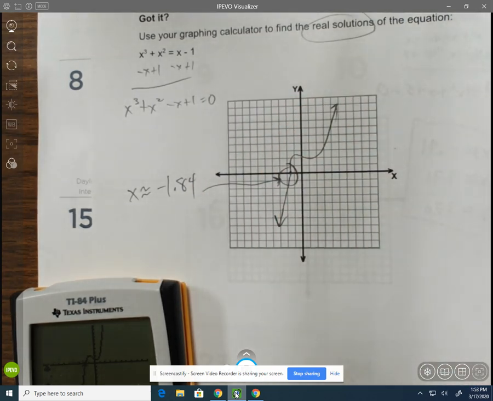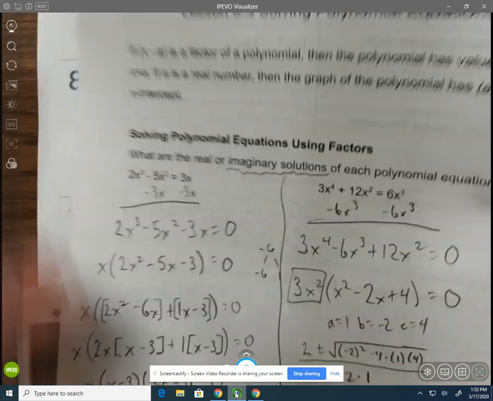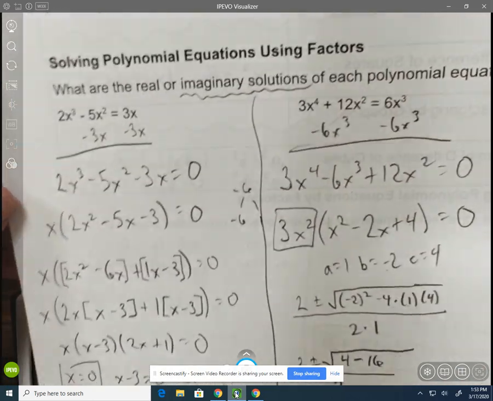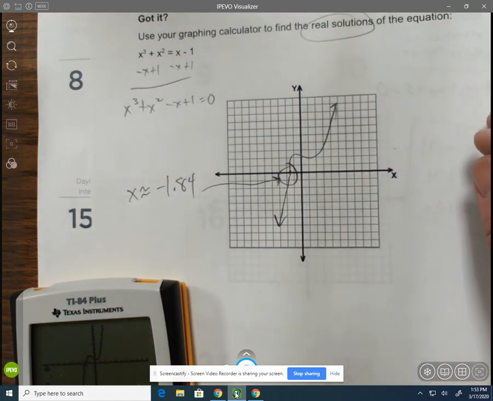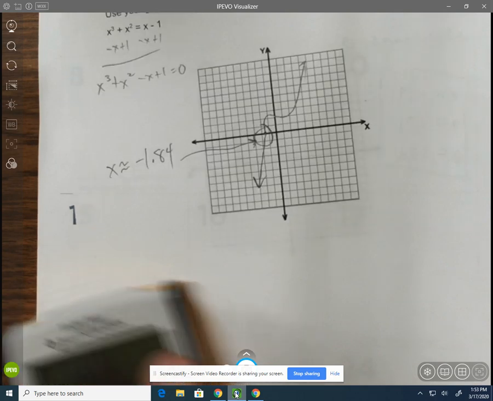All right, so 5.3 is all about solving equations. Some of them you're going to use algebra by factoring and doing different factoring. Some of them you're going to do using your graphing calculator. All right, so give this homework a try.